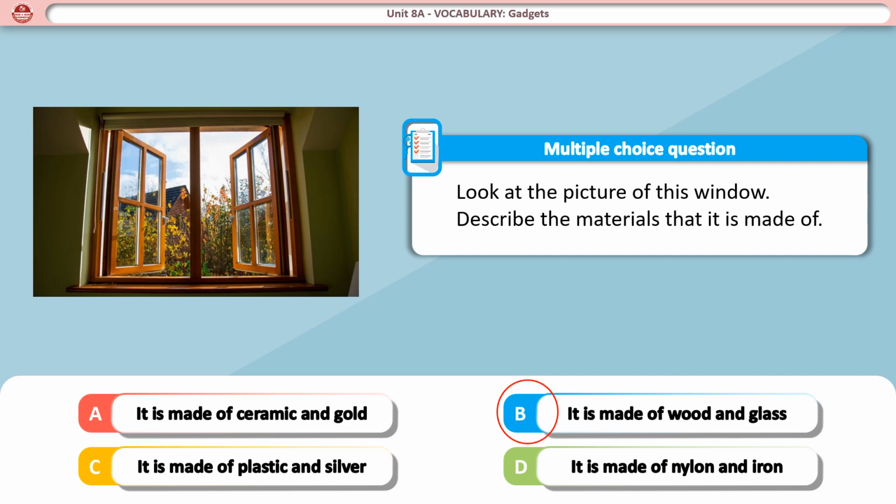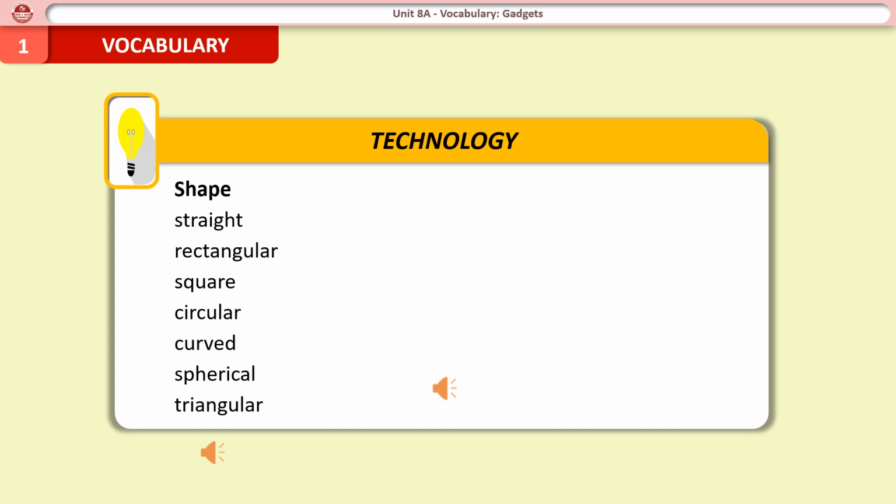Aside from the materials, you can also use some different vocab to describe different features of a gadget. For example, when we talk about technology or technological device, you can talk more about the shape of it. So let's listen to the pronunciation of some vocab used for describing shape. Shape, straight, rectangular, square, circular, curved, spherical, triangular. Really nice.